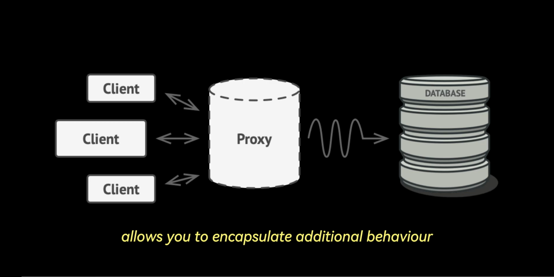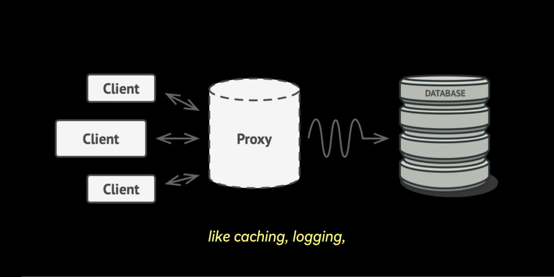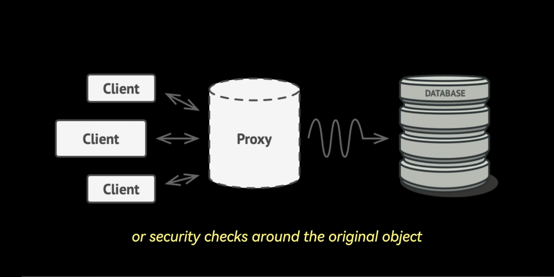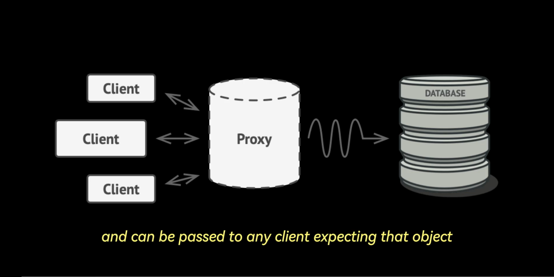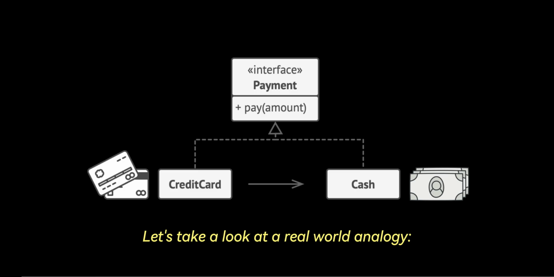The proxy allows you to encapsulate additional behavior like caching, logging, or security checks around the original object. Since the proxy implements the same interface, it's interchangeable with the original object and can be passed to any client expecting that object. Let's take a look at a real-world analogy.